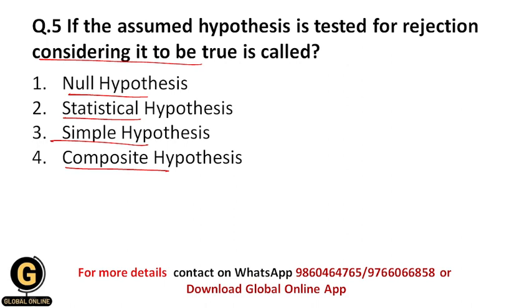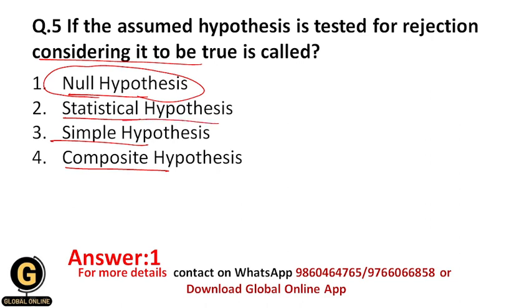All of you getting? And that's why your correct answer should be 1, because basically the null hypothesis predicts that there is zero relationship between the variables, and for that only we need to test the null hypothesis so that we can reject it. And after rejection of the null hypothesis, we can automatically accept the alternative hypothesis, which predicts that there is a relationship between the variables. All of you getting? And that's why if the assumed hypothesis is tested for rejection, considering it to be true, then it is called the null hypothesis, okay?